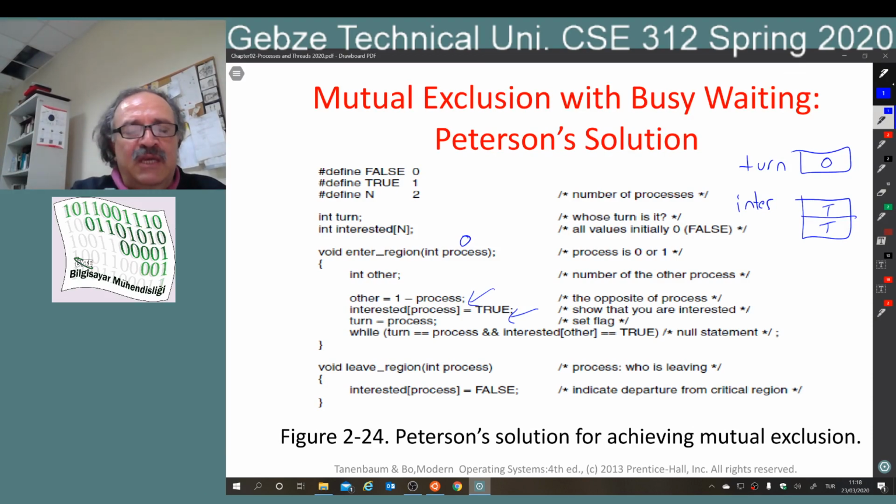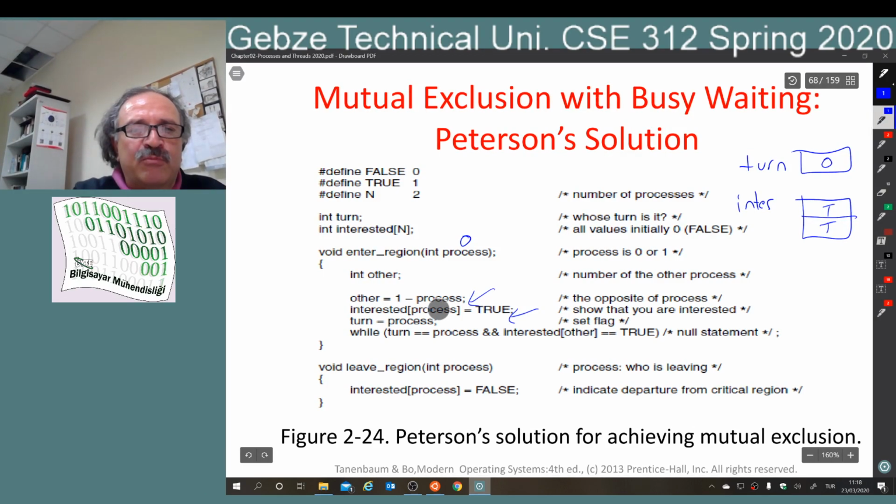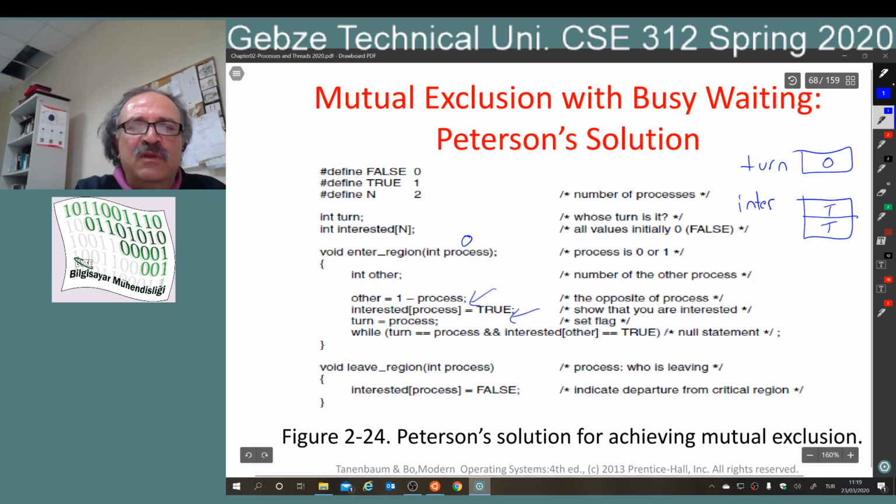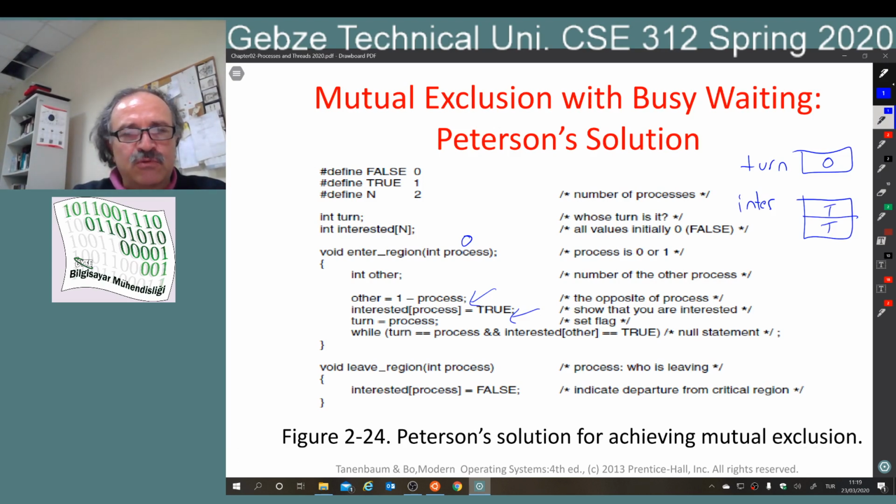Turn is for double locking. Okay, you say that I am interested. You are broadcasting to everybody, and you are trying to lock it, and you are checking it. Anybody else is interested? No. Is it my turn? Yes, then I could go into the loop. If somebody else is interested, even if it is my turn, then I will wait. Okay, so there's a smart and simple solution to achieving mutual exclusion with busy waiting. Busy waiting is happening here, see? Busy waiting is happening here. And of course, when I leave the region, there is no busy waiting. Good? Any questions so far?